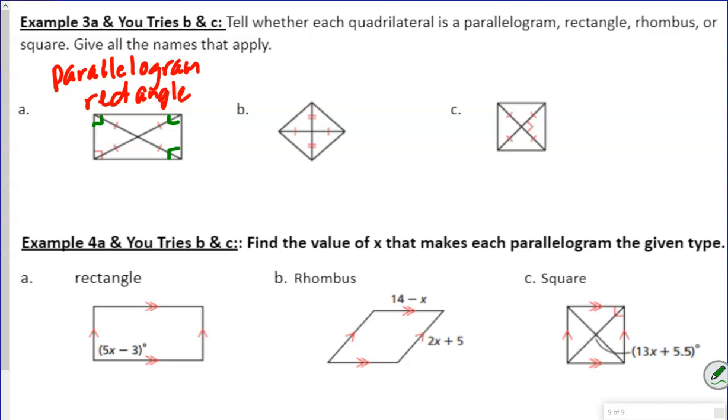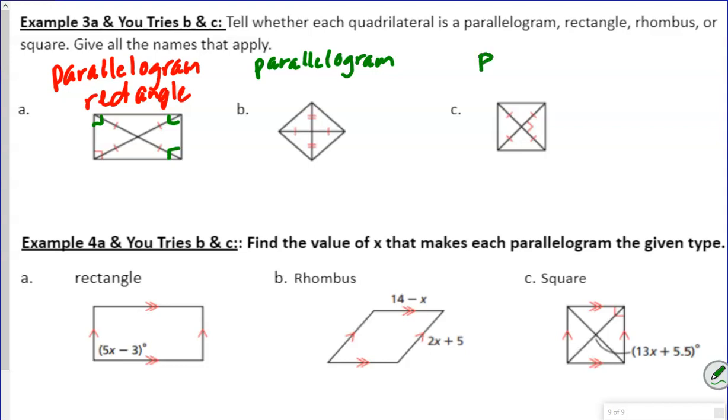All right, so what about this next one? We can see that the diagonals bisect each other, right? So that's a parallelogram. Can we say it's anything else? I can't, because I don't have any other information about it, okay? So now what about C?